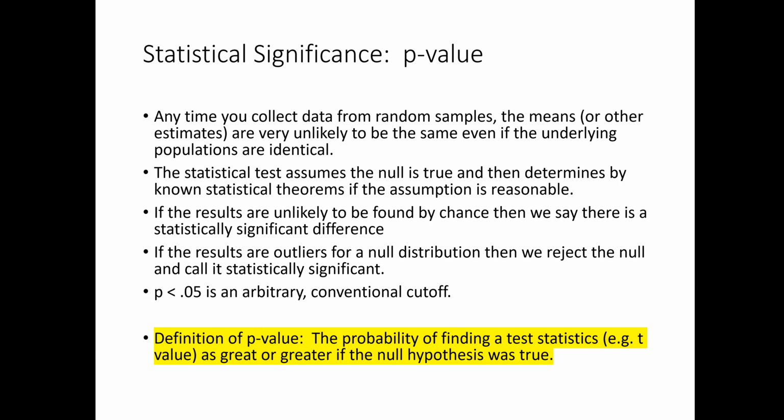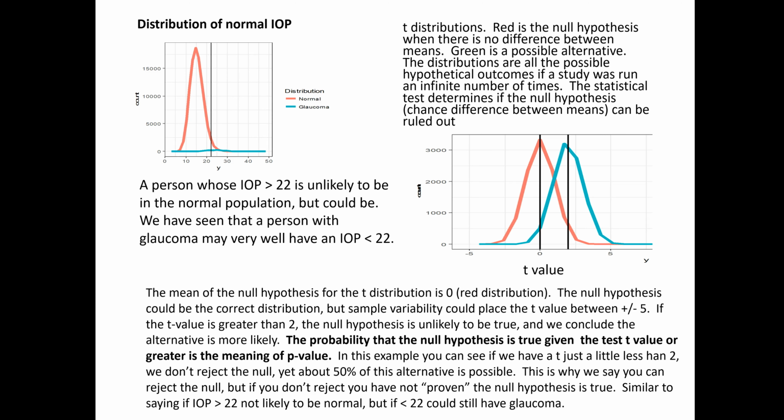So the definition of a p-value: it's the probability of finding a test statistic, for example, a t-value, that is as great or greater than a value would be if the null hypothesis was true. This is an awkward sentence, but that's what it is. Let's see if we can clarify this a little bit. This is a noisy slide. I encourage you to look at this slide and study it and try to understand it if you can.